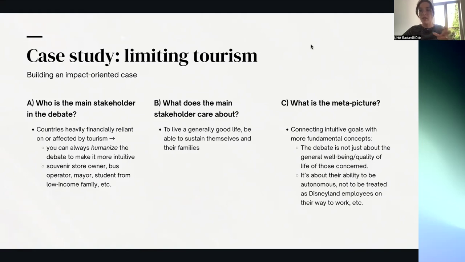What I mean by that is that you think about the people behind the countries that are affected by or reliant on tourism. So you sketch out the characterization of a souvenir store owner, a bus operator, a mayor, a student from a low-income family, etc. And then you move your analysis forward by thinking about what these stakeholders care about. And these things can be intuitive. They usually are intuitive. To live a generally good life, to be able to sustain oneself and one's family. Both sides of the house, pro-limiting tourism and anti-limiting tourism, are going to be in support of this statement.